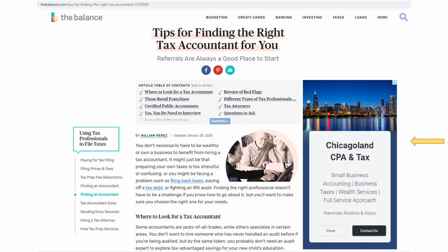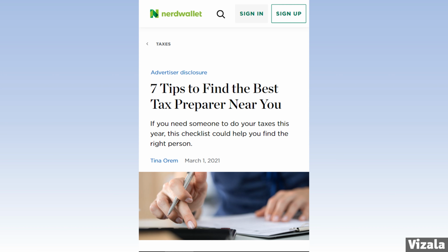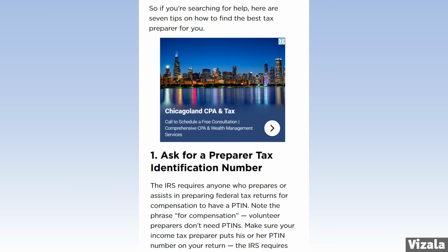The advertisement on the right is highly relevant to the article, and a click on the ad will send the prospect to the firm's website. This is a similar example on a phone. A reader of the article, 7 Tips to Find the Best Tax Preparer Near You, is likely to be in the market. As you scroll down, you will see this CPA firm's ad.